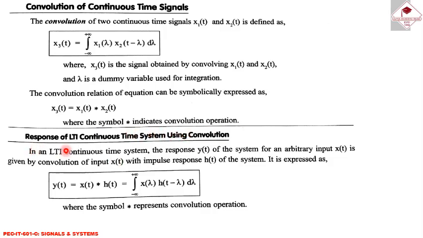Next is the response of an LTI continuous time system using convolution. In an LTI continuous time system, the response y(t) of the system for an arbitrary input x(t) is given by the convolution of the input x(t) with the impulse response h(t) of the system. It is expressed as y(t) equal to x(t) convolution h(t), equal to the integral from minus infinity to plus infinity of x(lambda) h(t minus lambda) d lambda, where the star symbol represents the convolution operation.